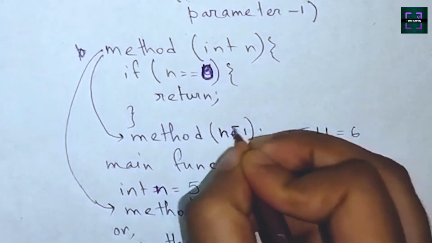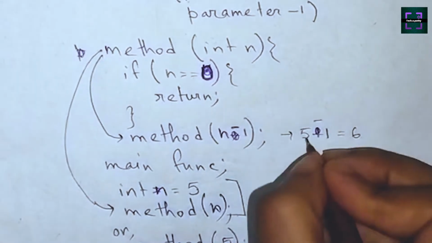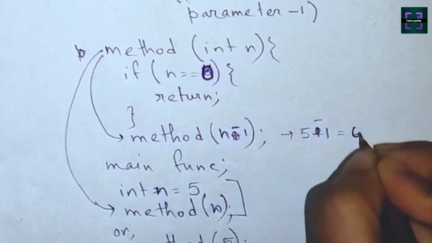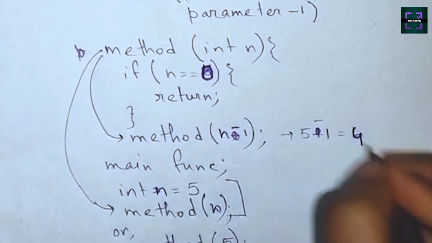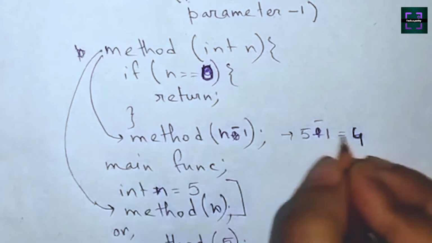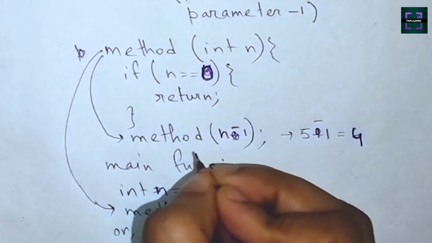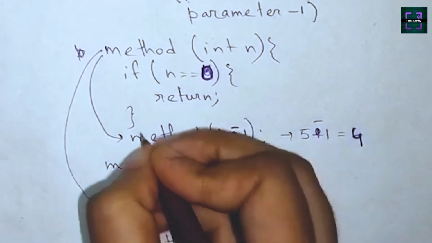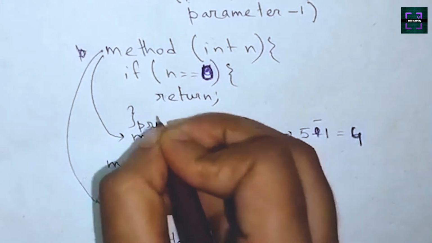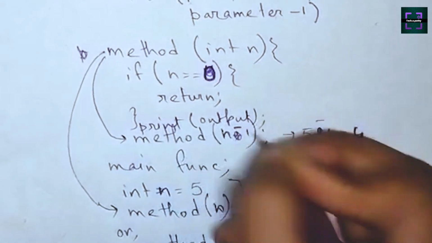So n minus 1. So 5 minus 1 equals 4. Sorry, I said 6, but 5 minus 1 equals 4. So it is 4, and we can print this number. If we want to print these numbers, we can print it here. The logic will be print output here.